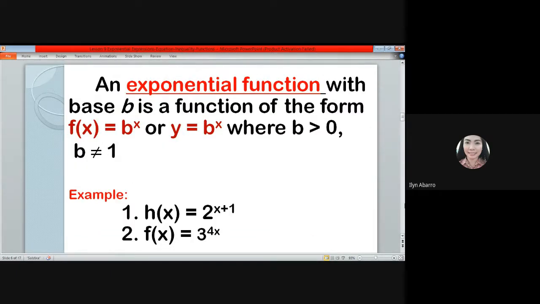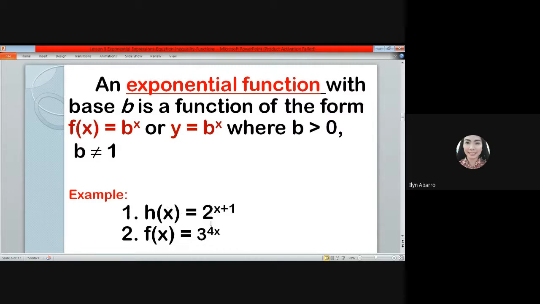Let us have an example. The example is h of x is equal to 2 raised to x plus 1. So, this is a function. Everything with this notation, h of x, f of x, b of x, g of x, those are functions. Those denote a function.